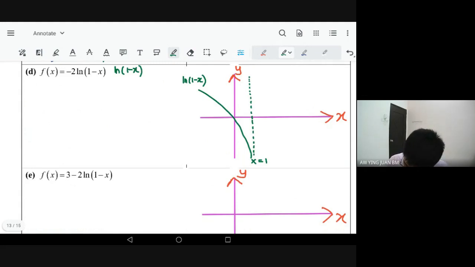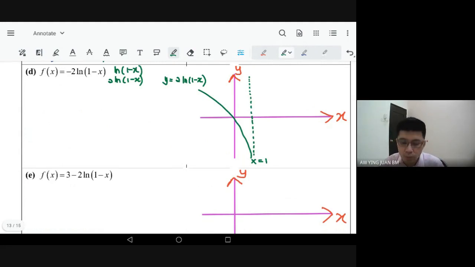Next, kita dapat 2 ln 1 minus x. Betul? Graf kita didarabkan dengan 2 kan? So, graf kita masih sama, iaitu asymptote x is equal to 1. Okay? Kemudian graf hijau masih sama. Dan kita namakan dia y equals to 2 ln bracket 1 minus x. Ingat, masih sama dekat A and B.